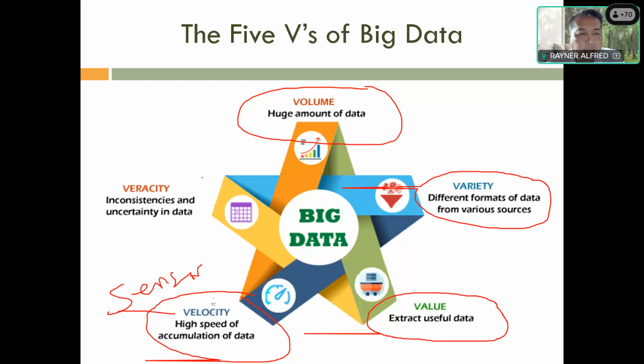And the last one is veracity. Veracity refers to inconsistencies and uncertainty in the data, in which the data could be valid only for a certain time frame. For example, for the exchange rate, you can use today's exchange rate to perform any modeling. After that, it's not valid anymore, because tomorrow we will have a different exchange rate. Okay? So these are the 5V of big data.